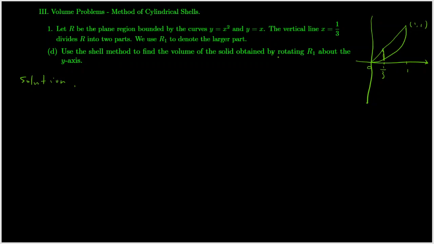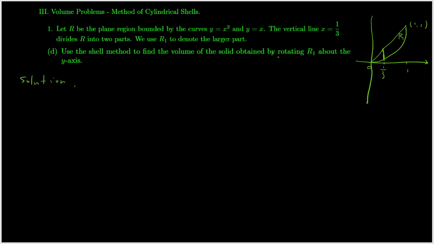You have a little vertical line here. I'm going to shade something. The larger part, we mean that part. The vertical line x equals 1/3 is a vertical line something like this. It cuts the plane region into two parts. Now R1 is the larger part. I'm going to remove the shading, the same as before. Now we only concentrate on the plane region R1.